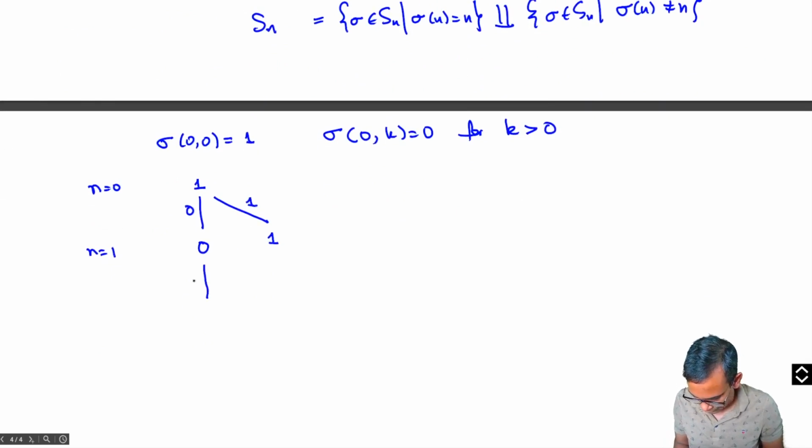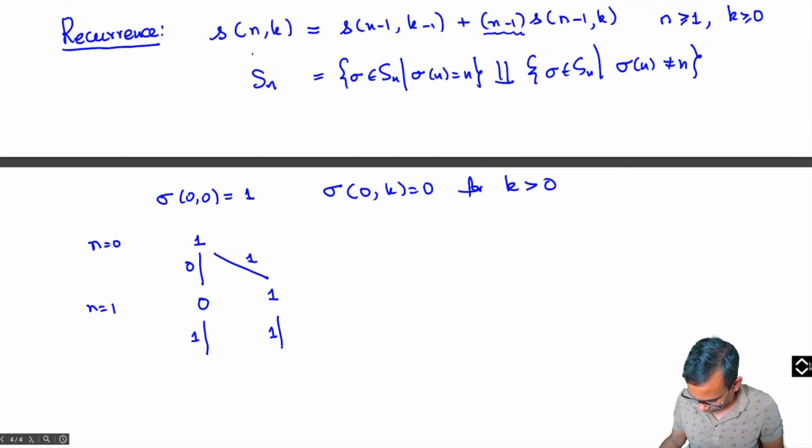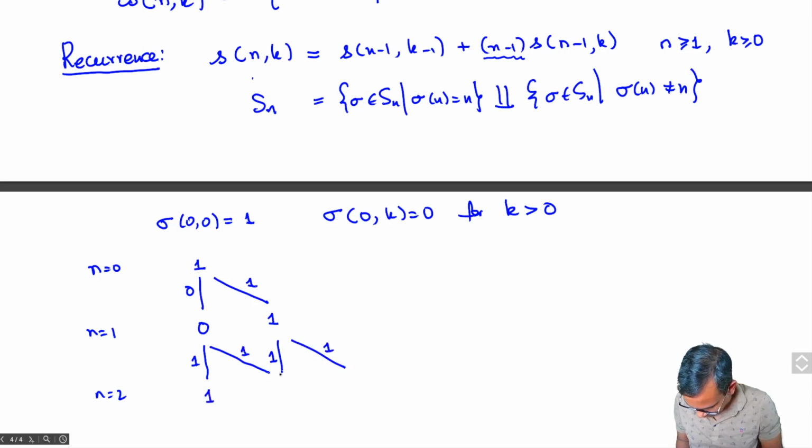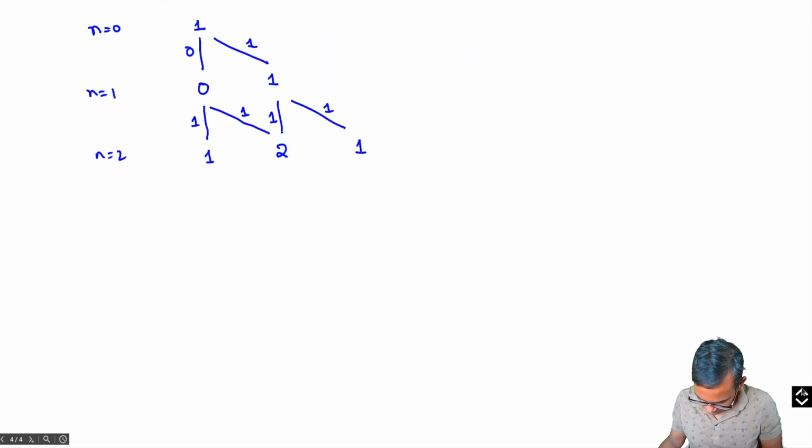Now here we have 1, 1. So what I'm doing is, here we have n equals 2. So this multiplying factor is n minus 1, and this is 1. To compute this, we take this number multiplied by 1, take this number multiplied by 1, add it, we get 2, 1. So this is for n equals 2.